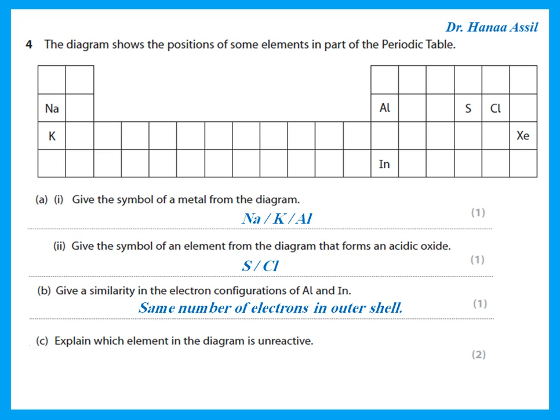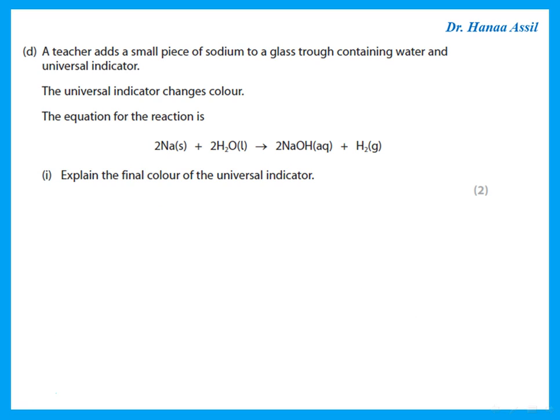Explain which element in the diagram is unreactive. We said which one is unreactive? You should know the one that is in group 0 or group 8. So the xenon is unreactive, and he's saying explain. Don't forget to explain. This is because it has a full outer shell. So it doesn't want to lose or gain electrons. It already has a full outer shell.